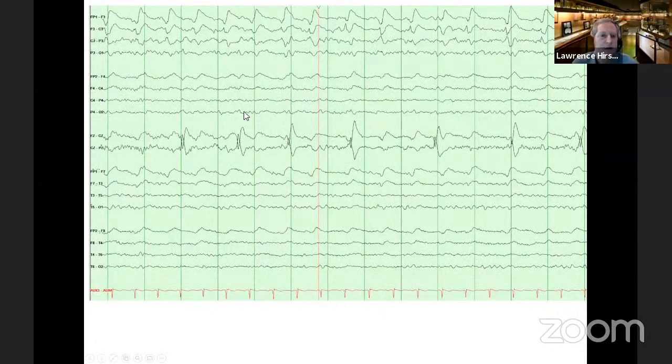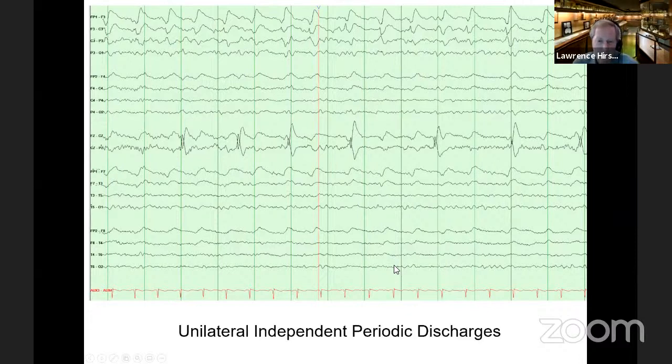This is an example of a periodic pattern here, and then a separate one at the midline. So when midline and another one happens, they're considered part of the unilateral independent. Obviously, midline doesn't have a side, but rather than making a whole new terminology for that, or counting it as a third location, we just lump that into the unilateral independent category.